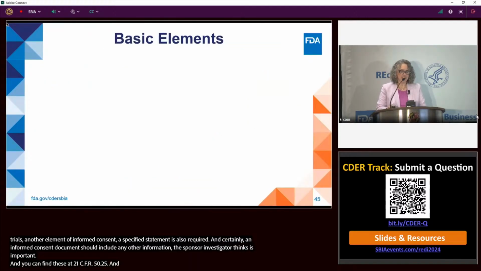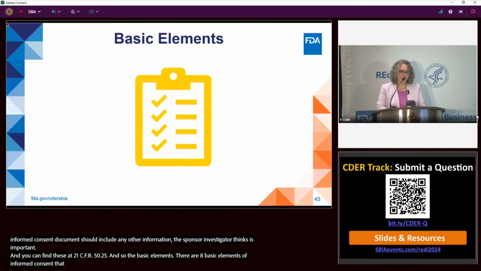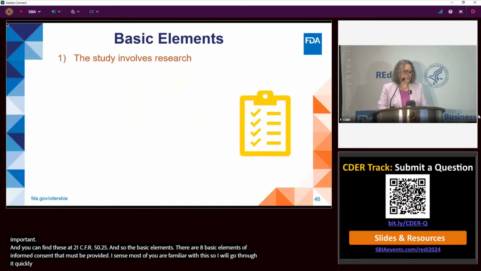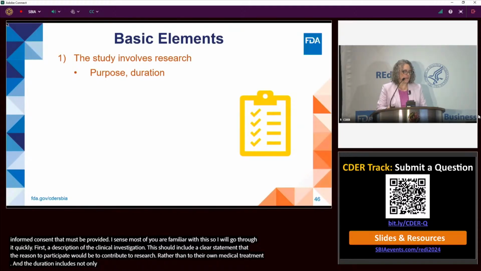So, the basic elements. There are 8 basic elements of informed consent that must be provided. My sense is that most of y'all are familiar with these, so I will go through them quickly. First, a description of the clinical investigation. This should include a clear statement that the reason to participate will be to contribute to research rather than to their own medical treatment. And the duration includes not only during active participation, but also any long-term follow-up.